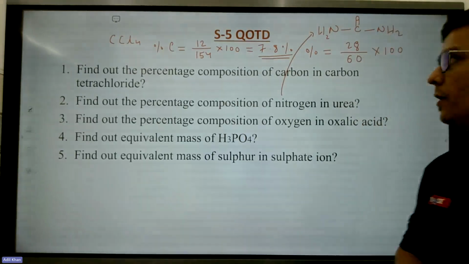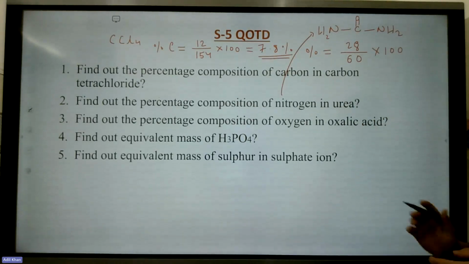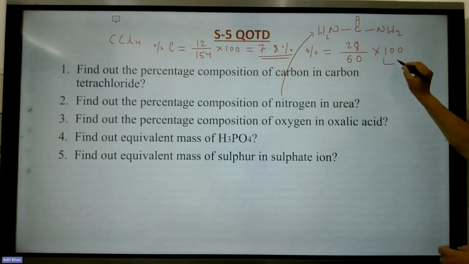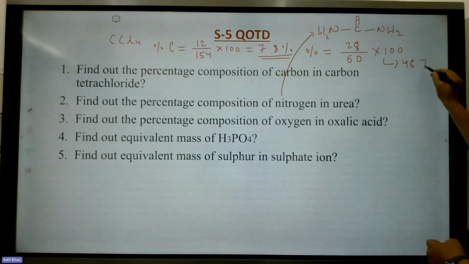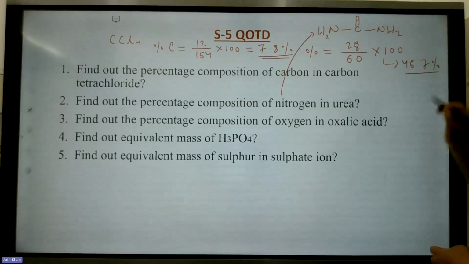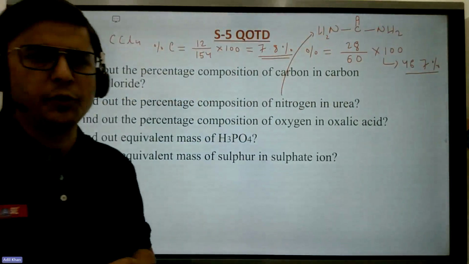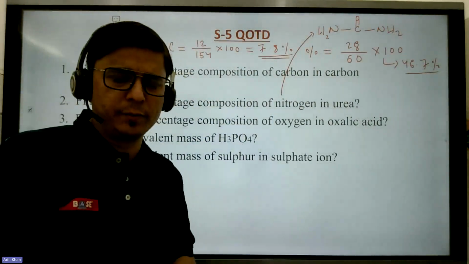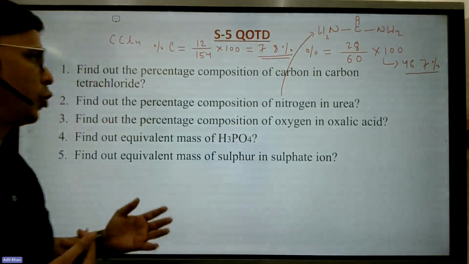28 by 60, close to 47%, or to be precise, 46.7%. This is the amount of nitrogen which is present in your urea. It's an important fertilizer used by our farmers to grow better yield of crops.